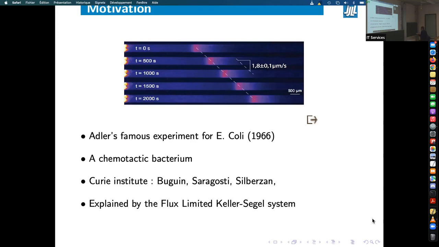So in the 60s, Adler made a very famous experiment where he had bacteria at the end of this kind of tube, and he opened the tube. Bacteria are moving together, and what he observed is that they move like a traveling band. What you see in red here is the density of cells, and you have a peak along this line in time. So they are really moving with a constant speed.